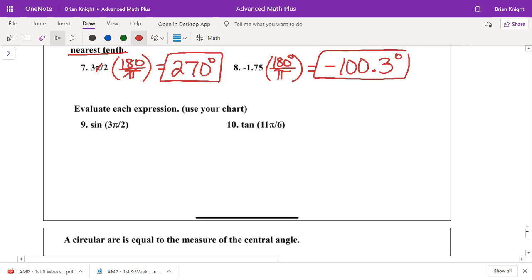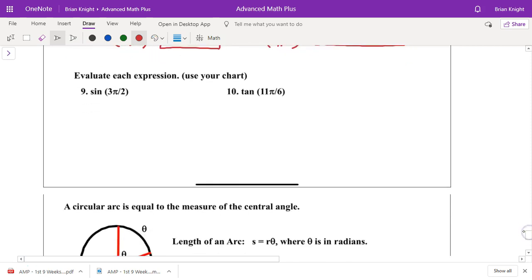Everybody good on how to put it in your calculator and round? Paris, you good? Caden, you good? Okay. I just had to do it in my check. Yes, always better to do it. All right. You good? Yes, ma'am.